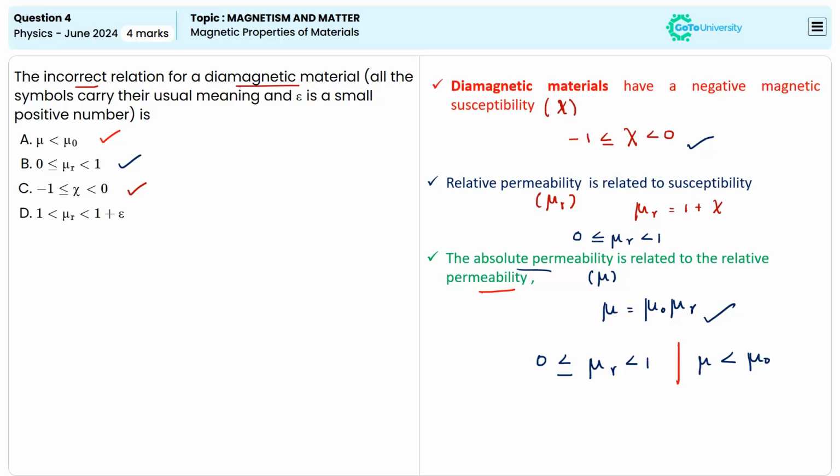property of a diamagnetic material. Whereas option D is incorrect for a diamagnetic material, as mu r is always less than 1, not greater than 1. So option D is a wrong relation related with a diamagnetic material. So option D will be the correct answer for this question.